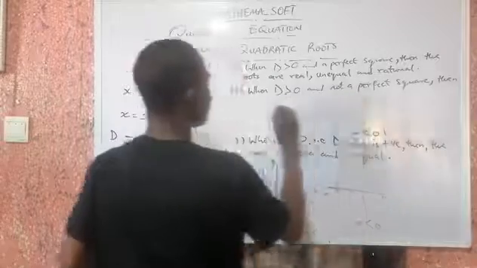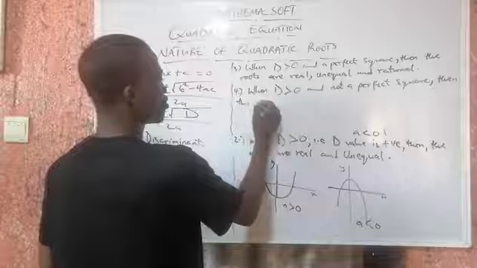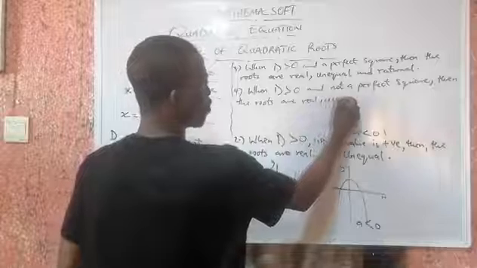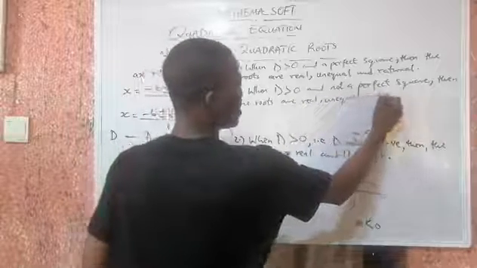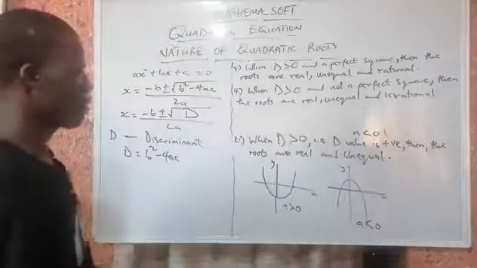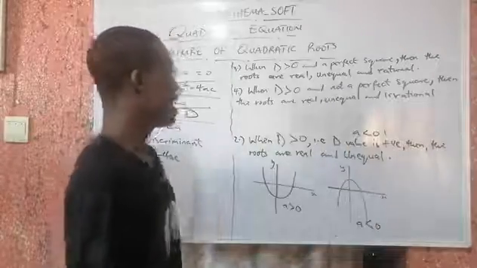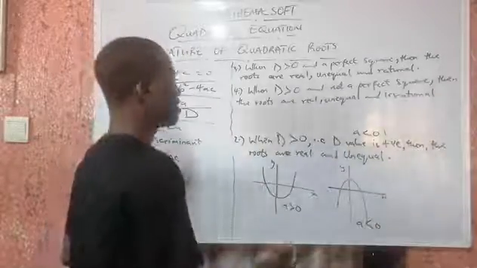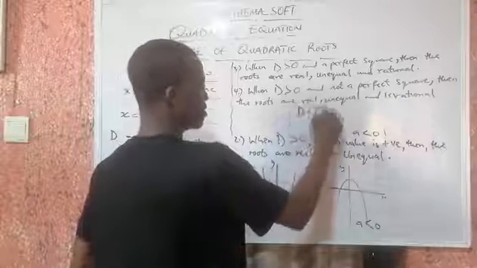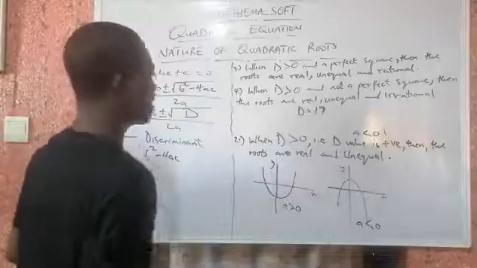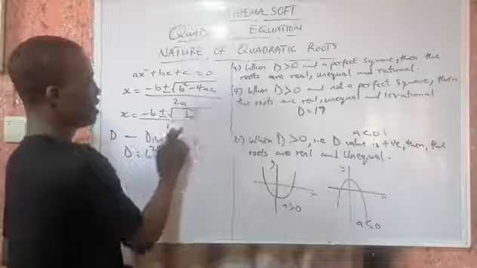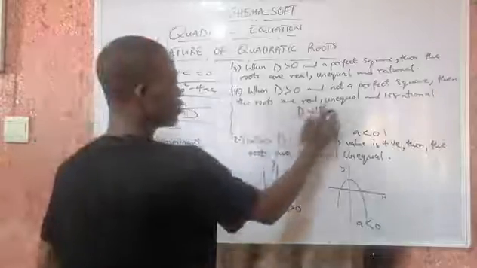then the roots are real, unequal, and irrational. So in this case, the roots will not be rational, but they will be irrational. Take for instance, let's say my D gave me something like 17. If you put this in your quadratic formula, that will be root D. This root D that you have here eventually will give you root 17.